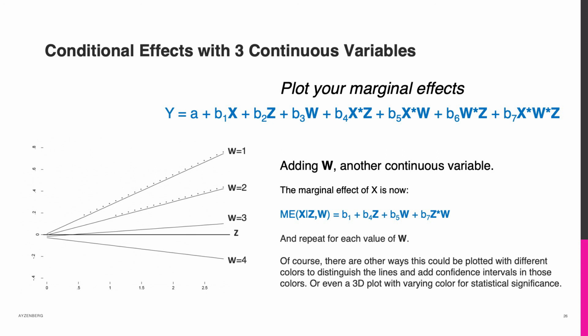In this example, there are also these little dots that denote where there is statistical significance, because having 4 sets of confidence intervals introduces 8 more lines and it would be difficult to read. But you could easily plot these in different colors that might help distinguish these confidence intervals, or maybe even do a 3D plot.